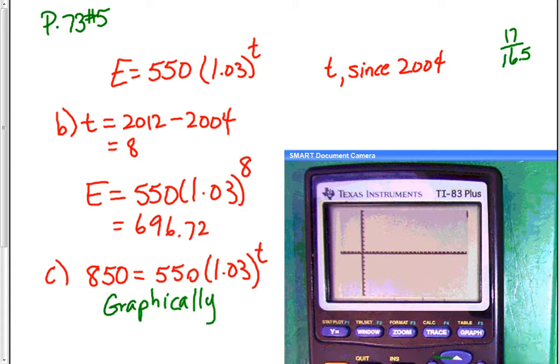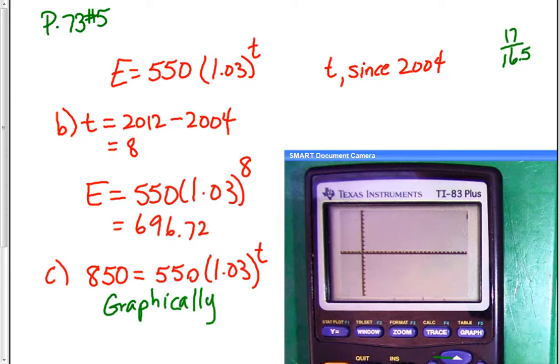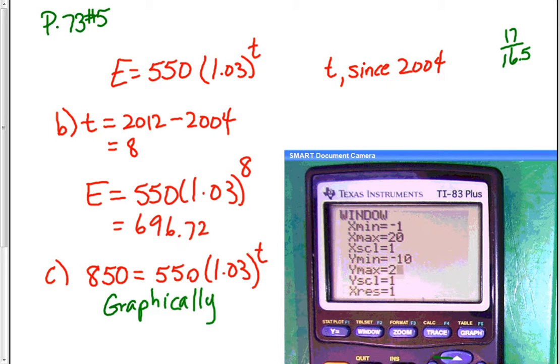We need to adjust our windows. If it can stop for me for a second. Our windows need to make sense with the problem. We don't need negative values at all for x really, but our time is the year since 2004, and we're not looking very far into the future. That's more than enough. Our y maximum, we're talking money, so we need thousands of dollars. Probably.